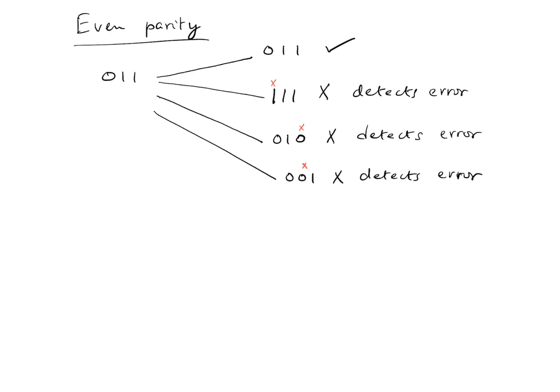011, it became a 010, or it could have been... so basically the decoder side can detect that there is an error, but it cannot detect which position of the bit has got an error, whether it is the first bit that is corrupted, or the second bit, or the third bit.